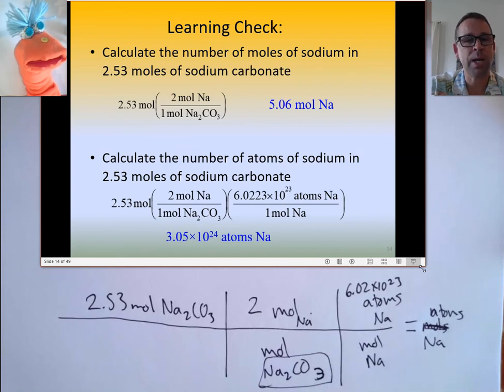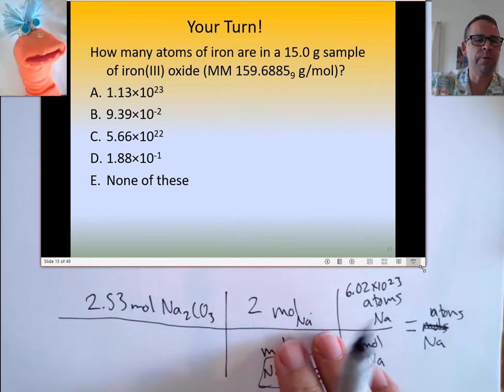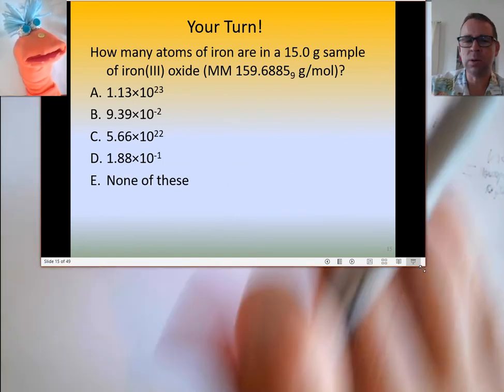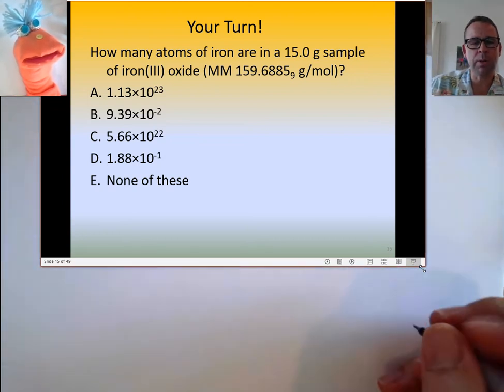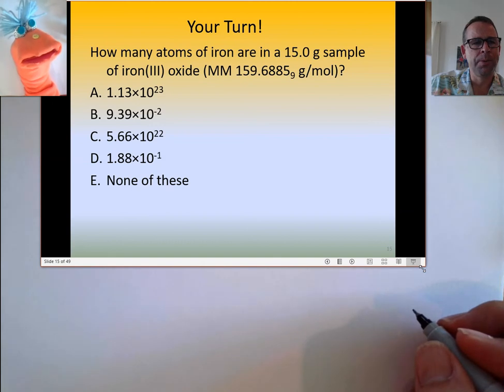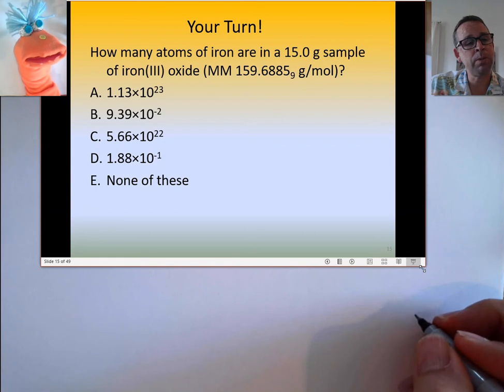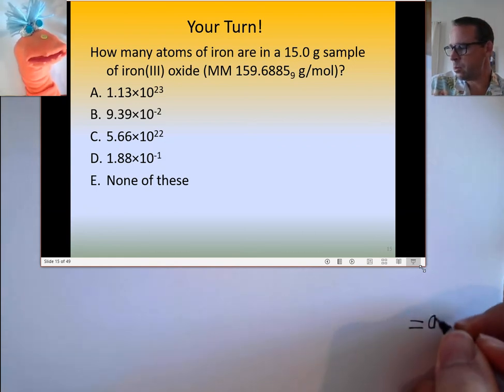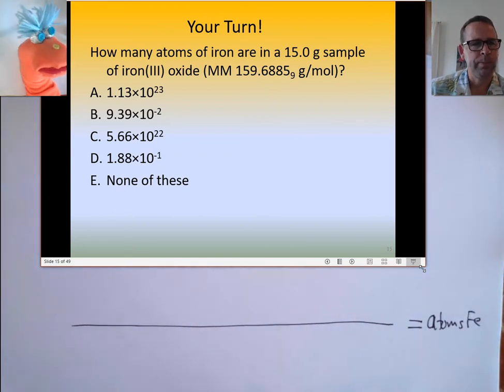Okay? All right, how many atoms of iron are in a 15 gram sample of iron 3 oxide? What goes to the right of my equal sign? Push pause now if you want to try to do this one by yourself. What goes to the right of my equal sign? Atoms of iron. Very good. Atoms of iron. What am I going to start with? 15 grams of iron 3 oxide.